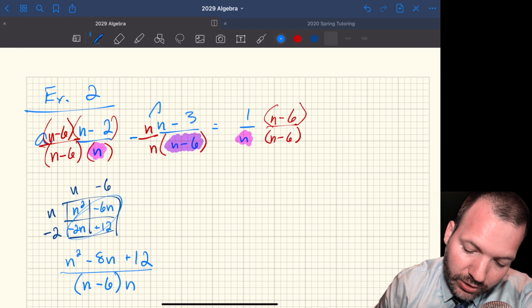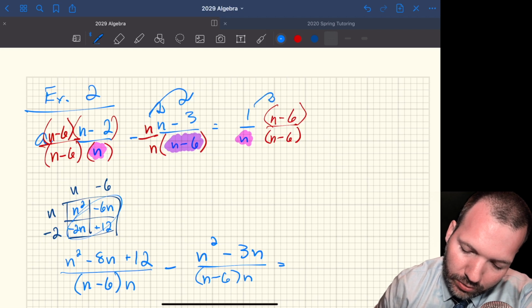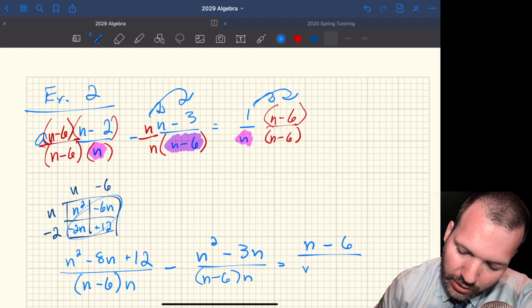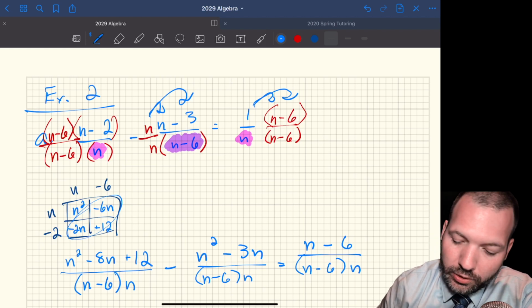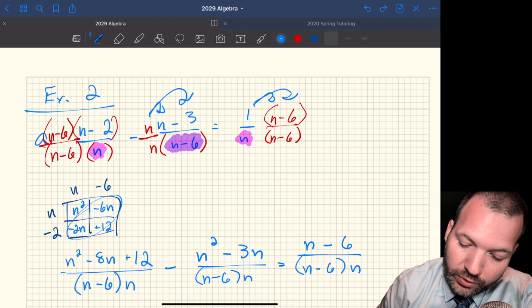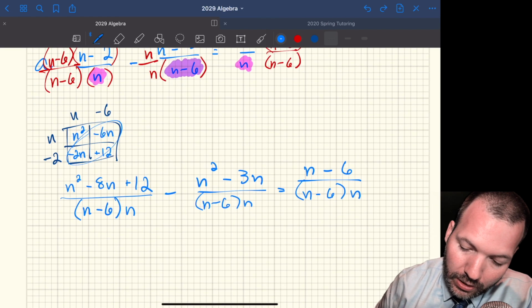For that next fraction, it is just going to be distribution, so that's going to be n squared minus 3n. And again, the whole thing, I'll just keep writing the same denominator. And then here, we are technically distributing, but we're distributing a 1. So it just becomes n minus 6 over n minus 6 times n. Multiplication, of course, is commutative. So you'll notice I flipped the order around for some of these denominators, but that's fine. That makes no difference. Okay. So what am I talking about? But we don't need the denominators anymore.